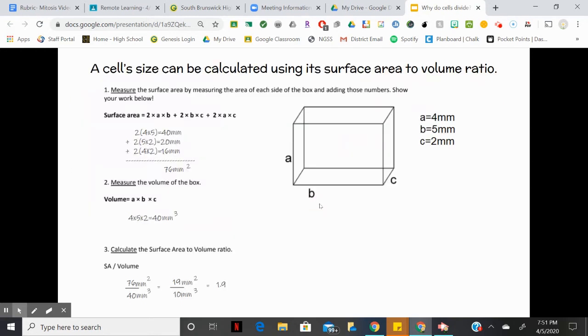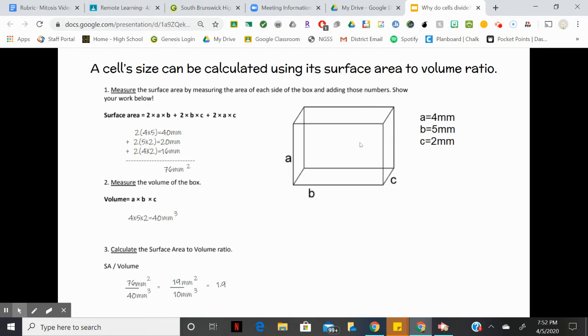So cell size can be calculated using its surface area to volume ratio. We're going to bring a little bit of geometry into class today. So it's important to know how to calculate cell size because you want to know how efficient it will be at diffusing, okay? So the way you calculate it is by its surface area to volume ratio.